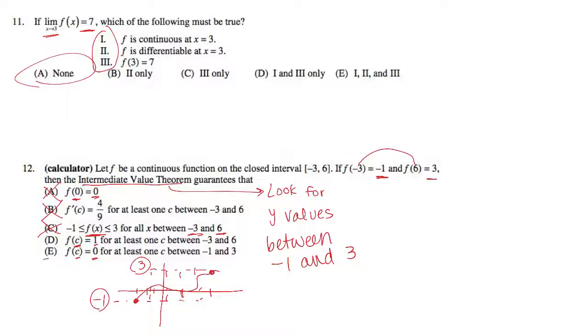So now let's look at E. I believe E is going to have to be it. One thing for sure, negative 1 and 3, well, that matches our y values. And it's saying that there has to be a c value so that my function crosses the x-axis. Well, yeah, that has to happen because I have a negative and a positive y value. So that's going to be answer choice E.